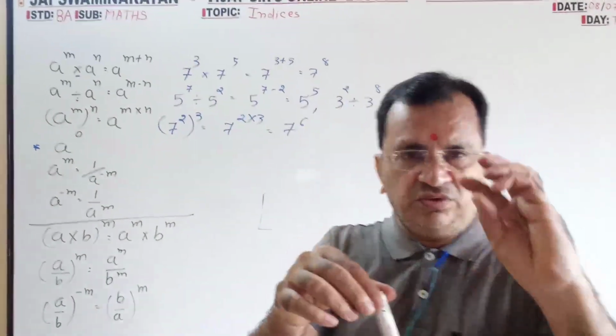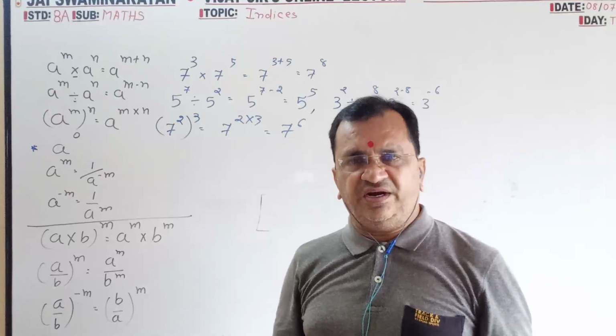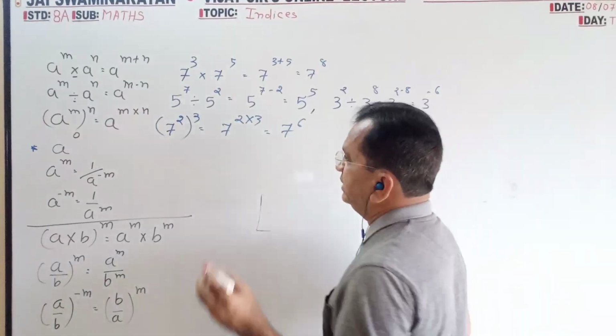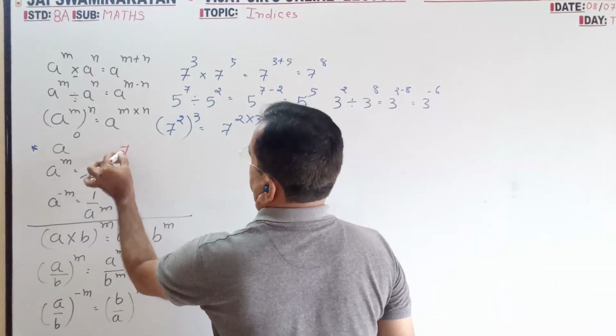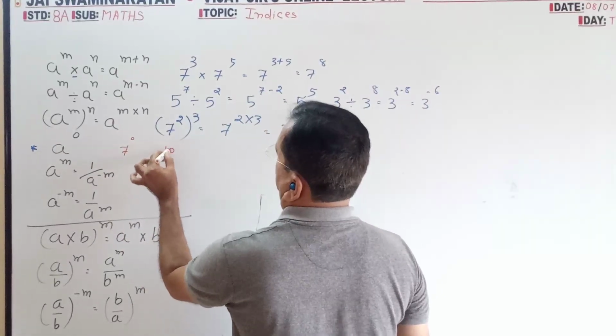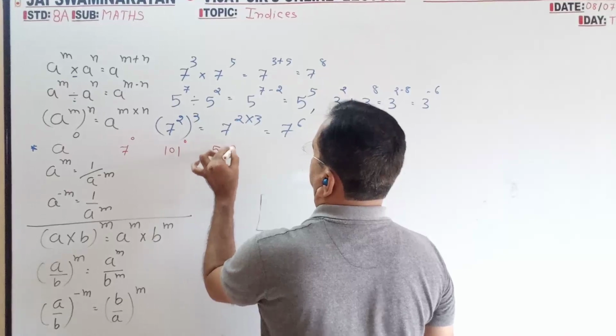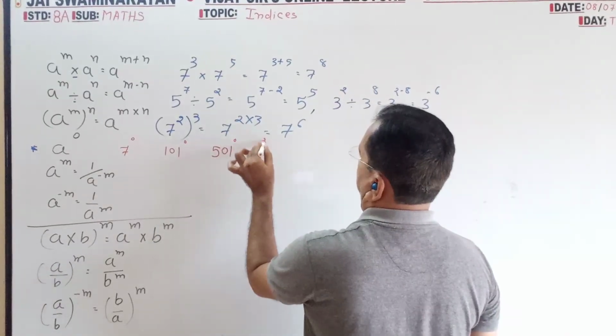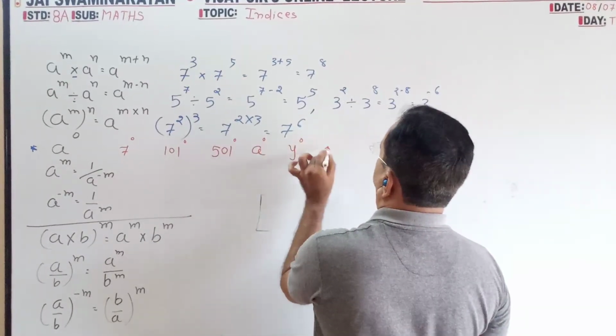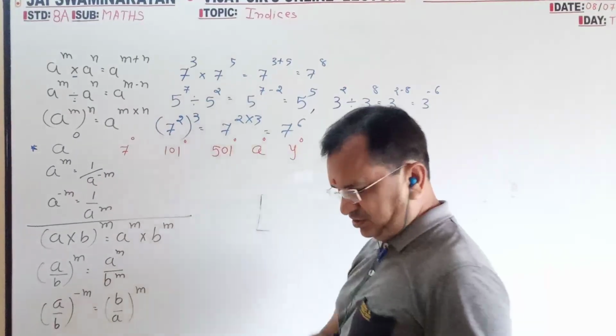To confuse, in exam they will ask a different question. See, 7 raised to 0, 101 raised to 0, 501 raised to 0, a raised to 0, y raised to 0, x raised to 0.